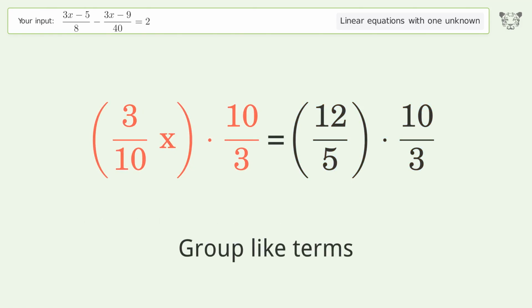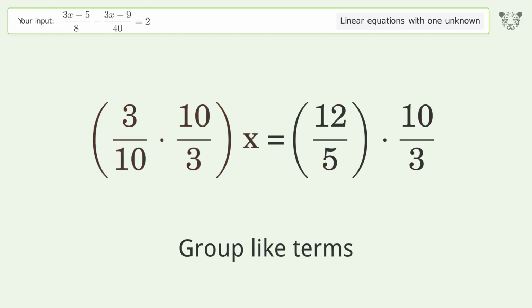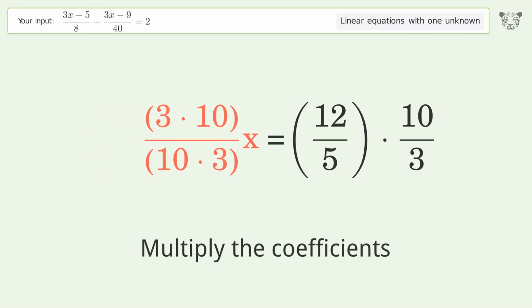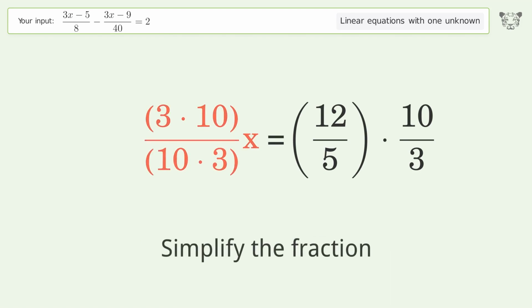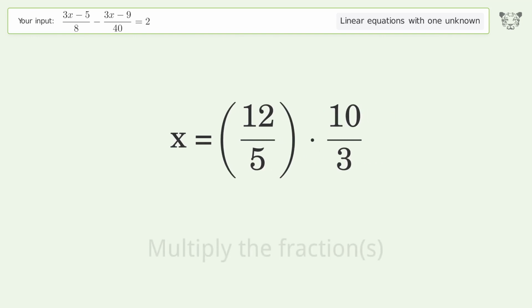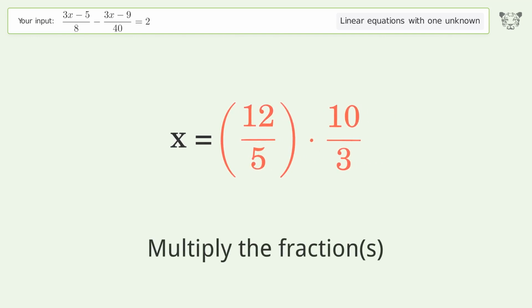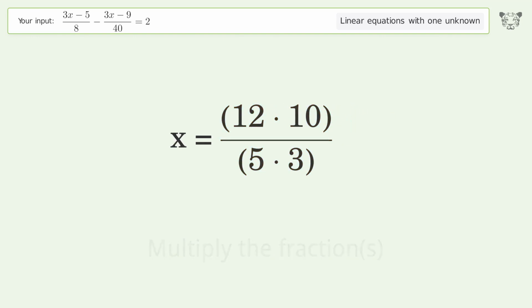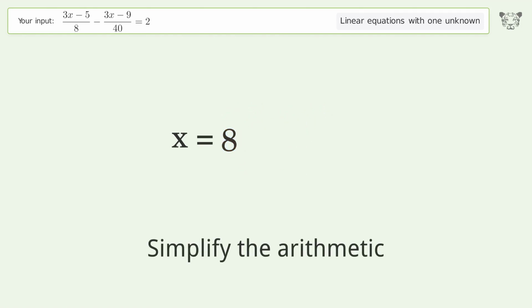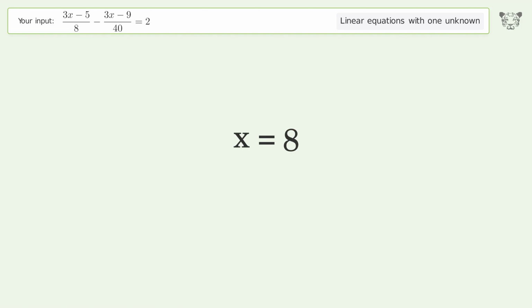Group like terms. Multiply the coefficients. Simplify the fraction. Multiply the fractions. Simplify the arithmetic. And so the final result is x equals 8.